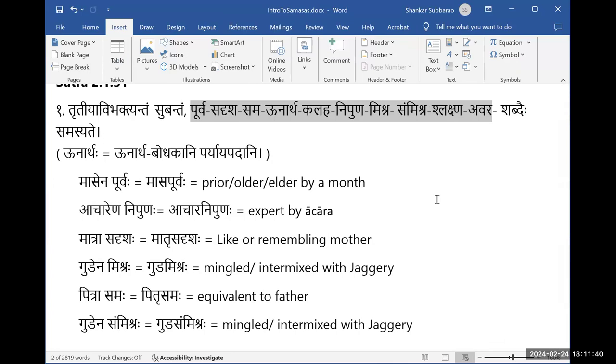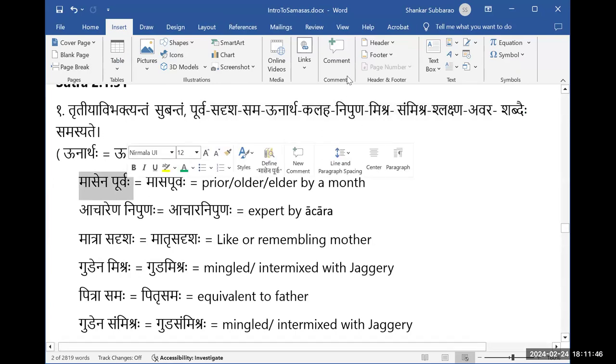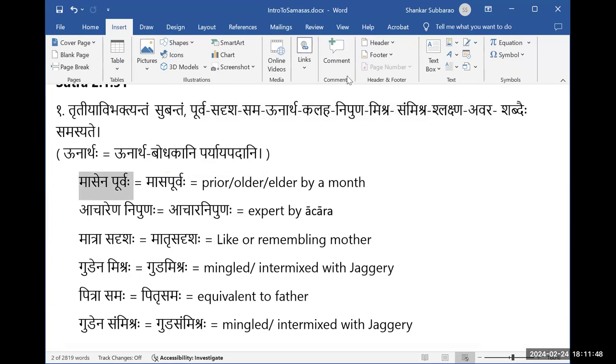So we have more to look at this. I will come to it in a minute, okay? Now see, Masena Purvaha. What does Masa mean? A month. Masena Purvaha. Purva means what? Earlier, prior. So what will the meaning be? Just taking the sentence, prior could mean older or elder by a month. Okay. So what will the compound become? Drop the vibhakti ending. Masa is the pratipadika. Purva is the second pratipadika. Combine them, you'll get what?